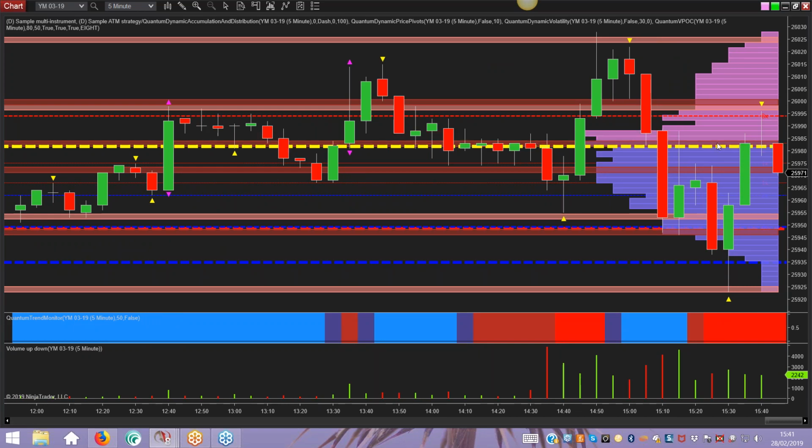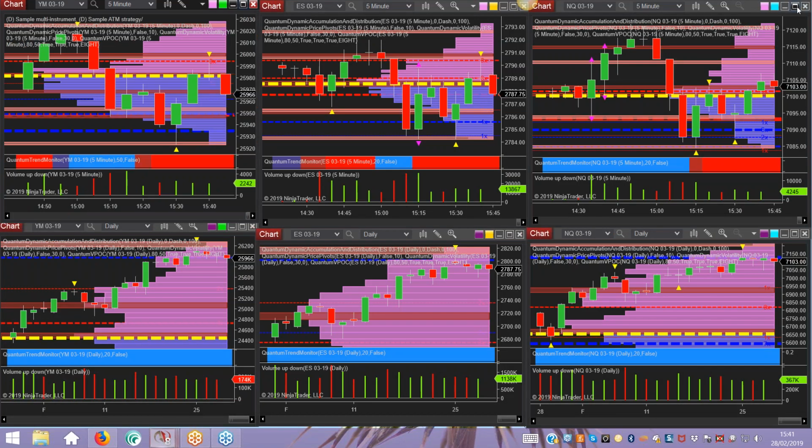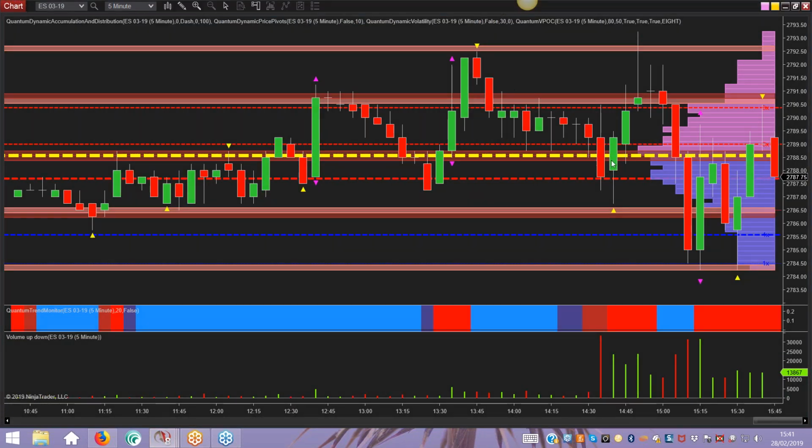Volume's building all the time. You can see the VPOCs oscillating up and down as the market oscillates around it, and it's not going anywhere fast at the moment. Same on the ES 5-minute. There we go, exactly the same picture.